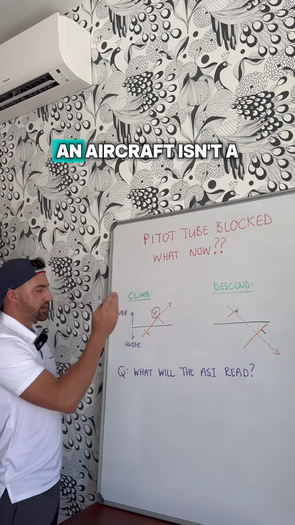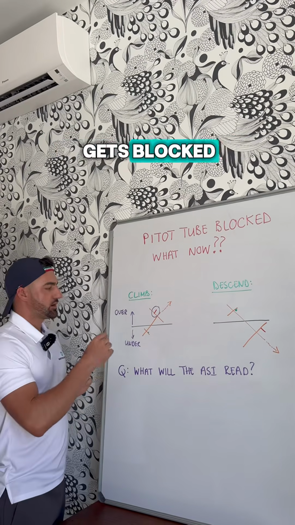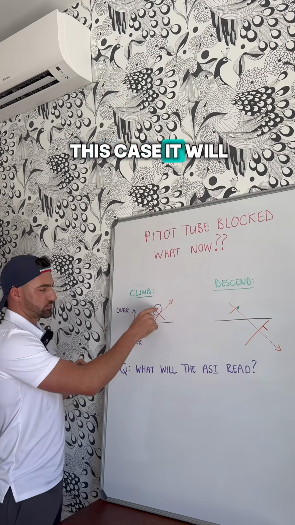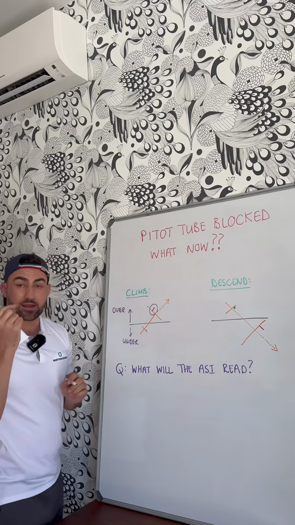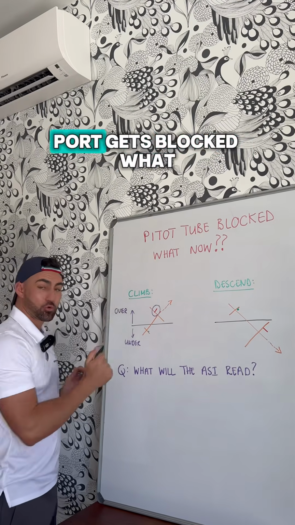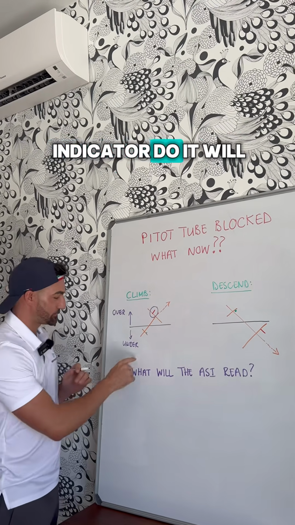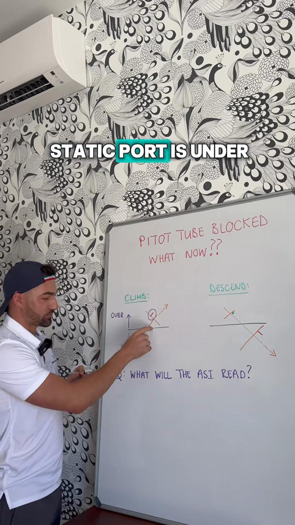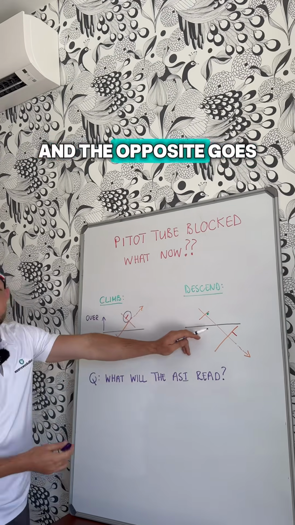So here's the question. An aircraft is in a climb, the pitot tube gets blocked, what will the airspeed indicator do? In this case it will overread. An aircraft is in a climb, the static port gets blocked, what will the airspeed indicator do? It will underread because the static port is under the reference line. And the opposite goes for descending.